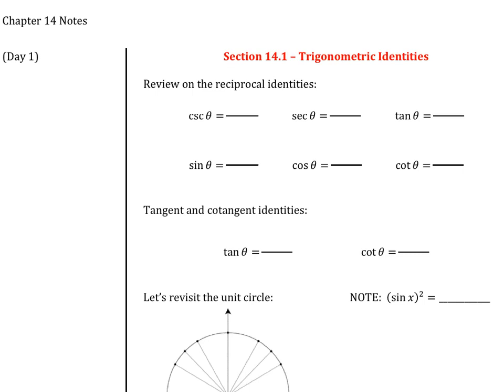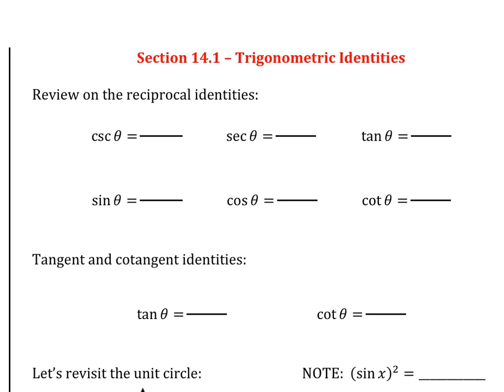In this chapter, we are going to apply what we learned in chapter 13, all the unit circle, all the identities, or not identities, but the trig functions, to solving some equations. First, let's review. Remember that cosecant, that's what CSC means, is 1 over sine.